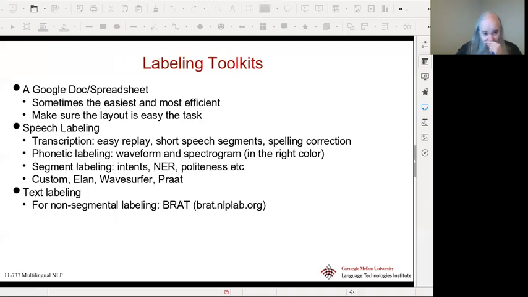Likewise with dependency parsing. What sort of toolkits are out there to help you? Well, a Google Doc or a spreadsheet can be pretty good. It can be pretty efficient. People can access it anywhere, and you just say, go and do these, do number 1 to 20 or whatever, and that can work quite well.